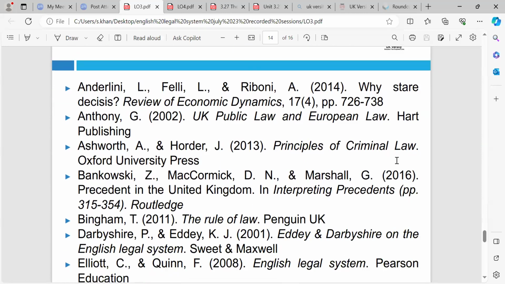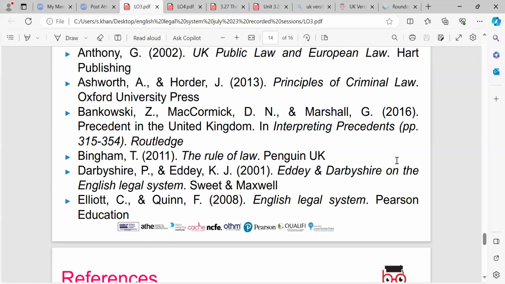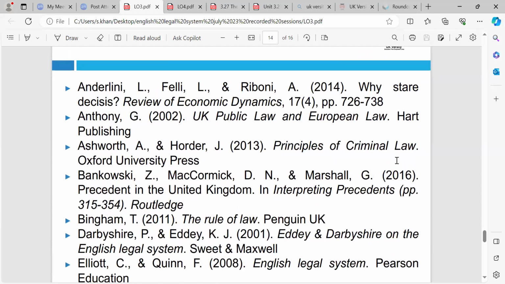These are the references for Learning Outcome 3, in which we looked at the hierarchy of the courts, the importance of the courts within the UK, and both the criminal and civil division, and the highest court within the UK, which is the Supreme Court, and their powers, going down to the Court of Appeal, the High Court with its 3 divisions, and then also looking at the county courts, the tribunals. We also looked at the Magistrates Court and the Crown Court, and what kind of cases are dealt with in each.